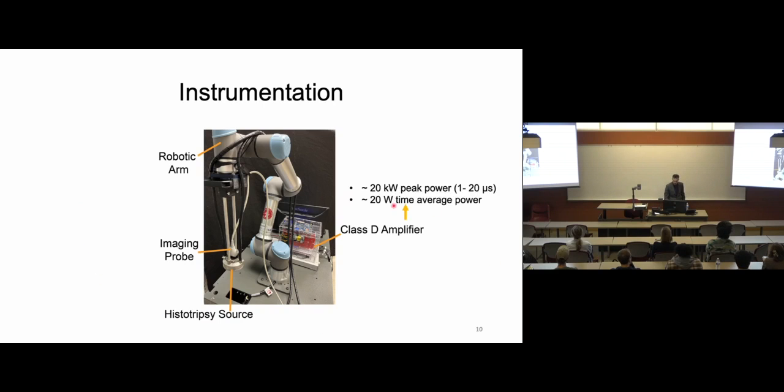The second thing was the development of the driving electronics. In the past, usually Class A amplifiers were used because they had very low harmonic distortion. But Class D amplifiers are very good for applying very high outputs for very short durations. Here we're talking about something like 20 kilowatts peak power, but over something like a 1 to 20 microsecond duration. The point is to have that really high intensity, but over a relatively short amount of time.